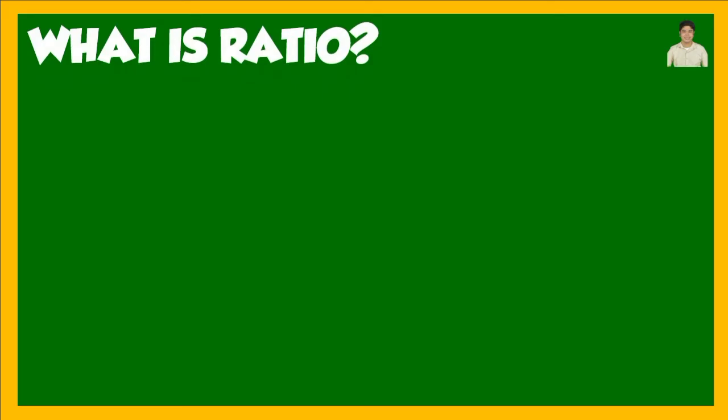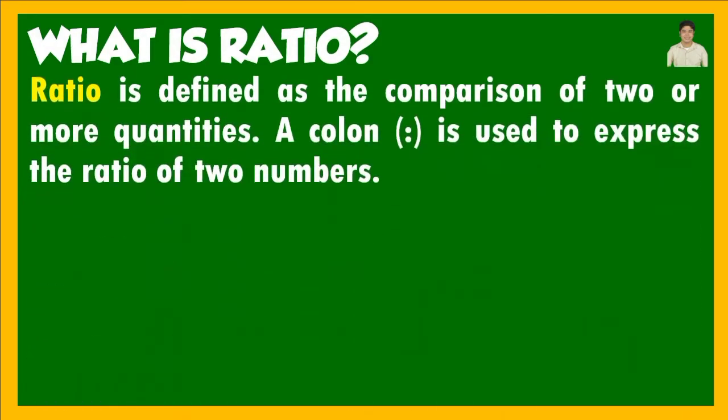Now, let us define what is ratio. Ratio is defined as the comparison of two or more quantities. So we are comparing something when we talk about ratio. And then, a colon is used to express the ratio of two numbers. So in math, we use the colon to express the ratio of two numbers. The colon is what we usually see in English, like the punctuation marks. So when it is a colon in math, we get the ratio of two numbers because we are comparing them.